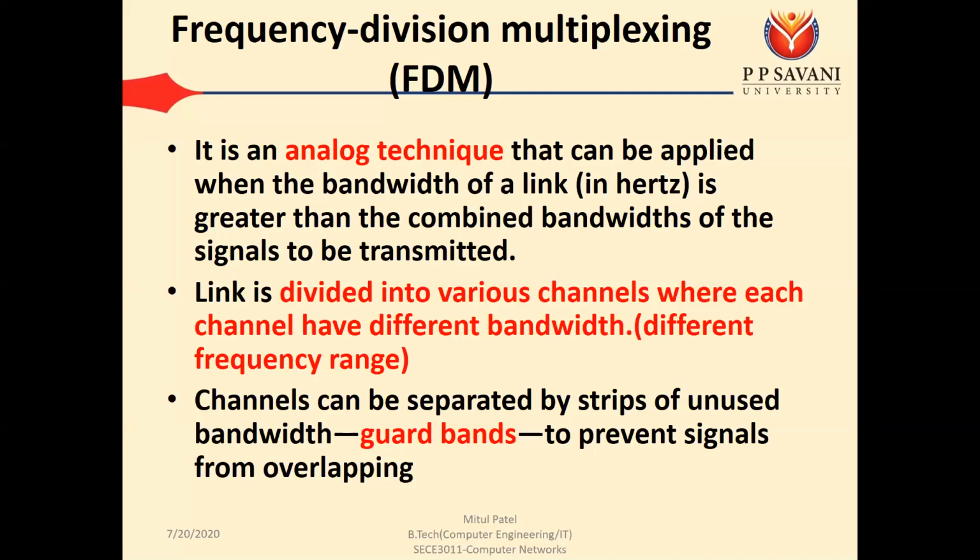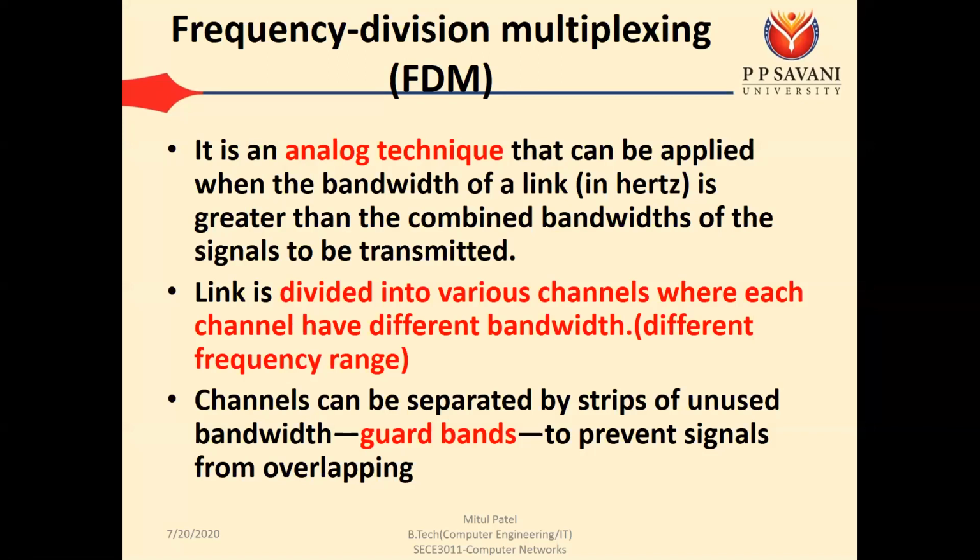The link is divided into various channels where each channel has a different bandwidth, or you can say a different frequency range. So a link is divided based on the various frequencies, and each frequency is assigned to a different channel. Okay? So the link is divided into various channels, and each channel has its own frequency range. There can be a problem: if the link is divided into channels, it is possible that these frequencies can overlap with each other. The channels can overlap with each other.